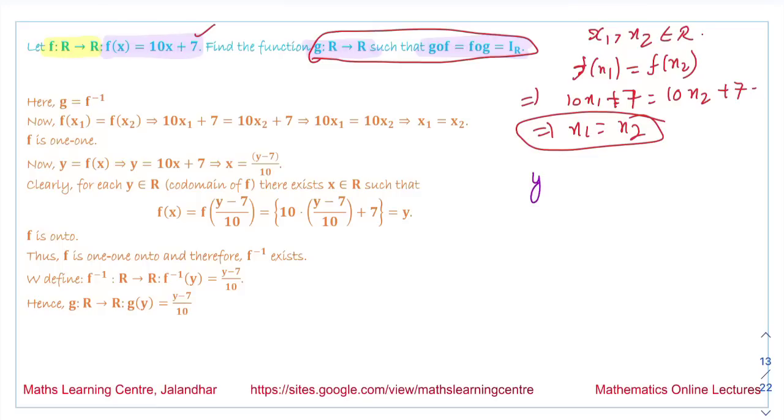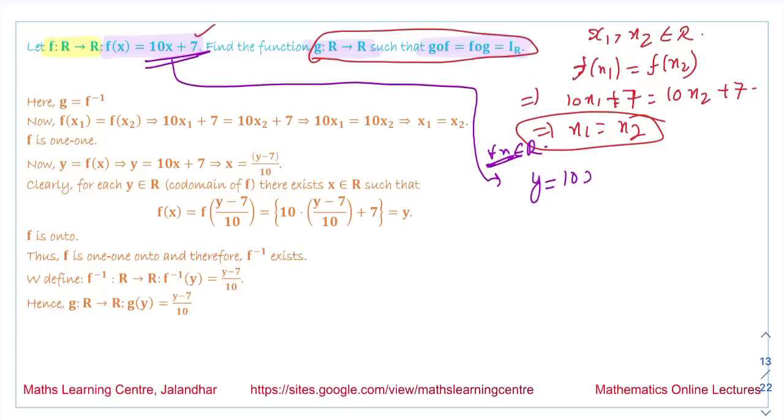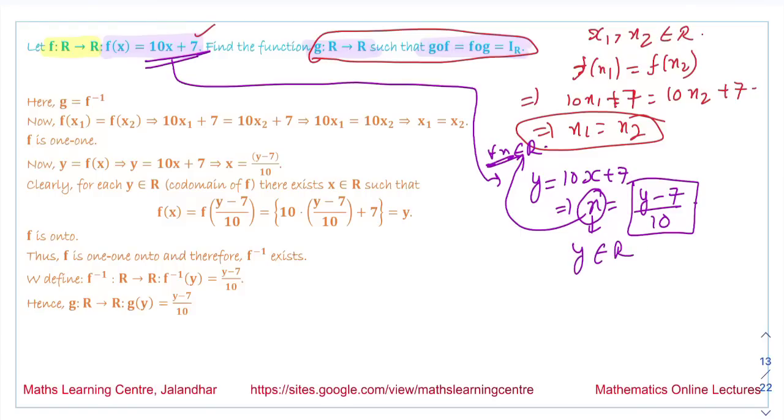Now we have to find the range of this function. So if we equate this to y, suppose y is the answer for all x, we substitute from R. We are saying y is equal to 10x plus 7. So this gives us x is equal to (y minus 7) by 10. It means this x can take any values. We are saying that the value of x is R over there, and when we look at this function, we can say y belongs to R.